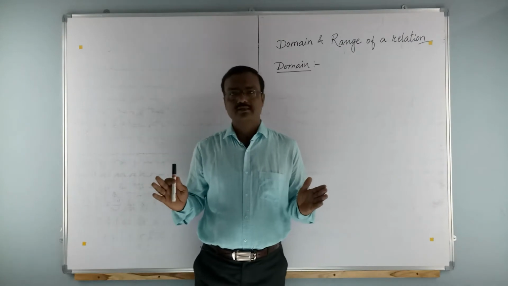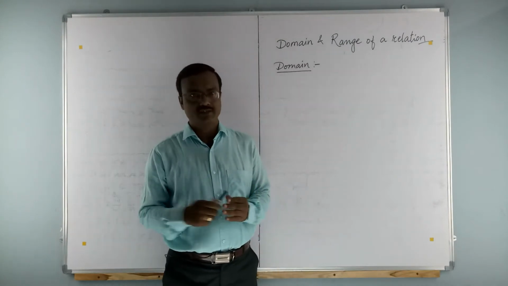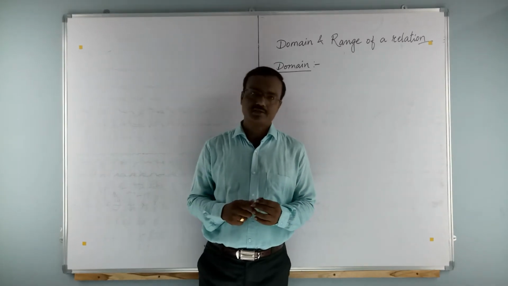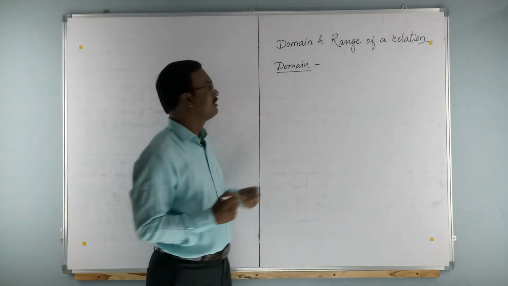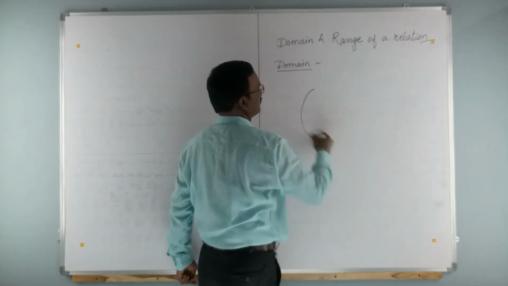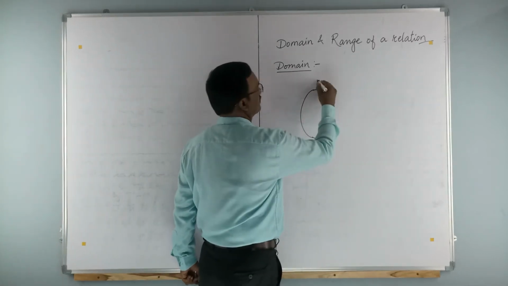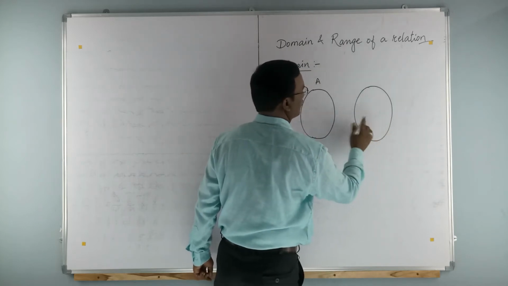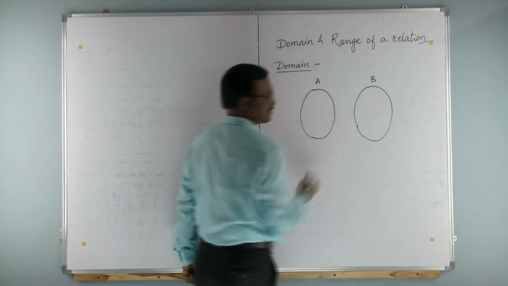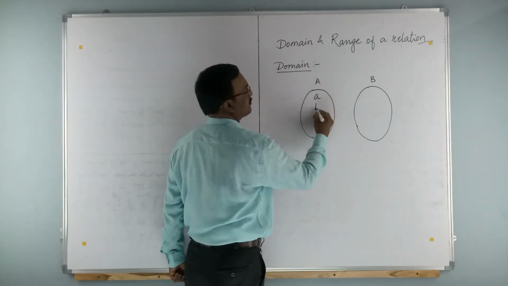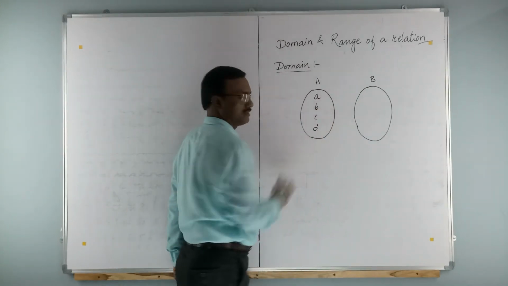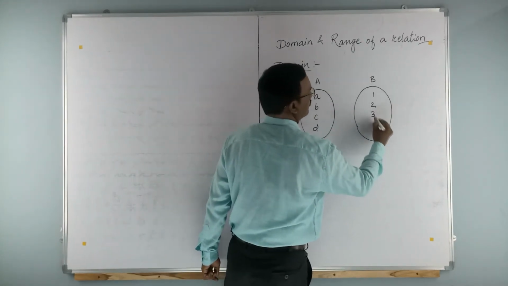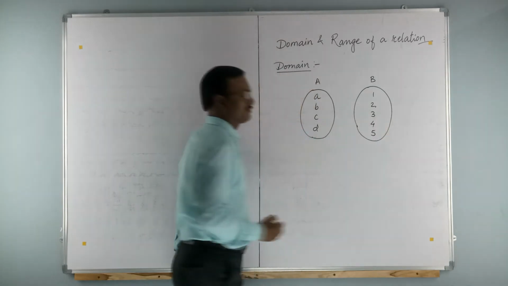Now students, let us see domain and range of a relation. For that, I will begin with the pictorial form of a relation to understand in a better way. So consider a relation in which the first set is A and the second set is B. First set has elements a, b, c, d. Suppose second set has elements 1, 2, 3, 4, 5.